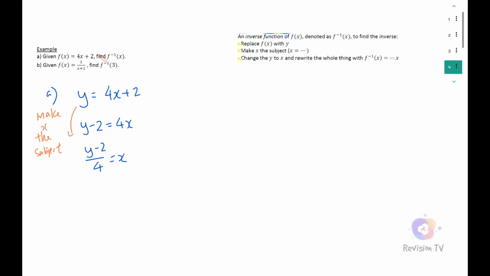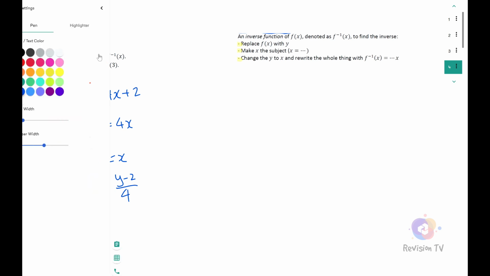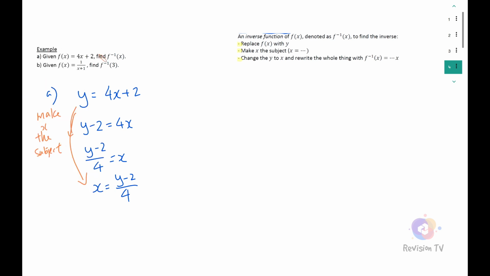Personal preference, I don't like x being on the right hand side, so I'm going to put the subject on the left hand side. So flip the sides. Okay, that's how we make x the subject. Last step, change y to x. So this y should be an x, and rewrite the whole thing as f inverse of x. So f inverse of x equals, rewriting this but writing x instead of y, x minus 2 over 4. And that will be the answer.